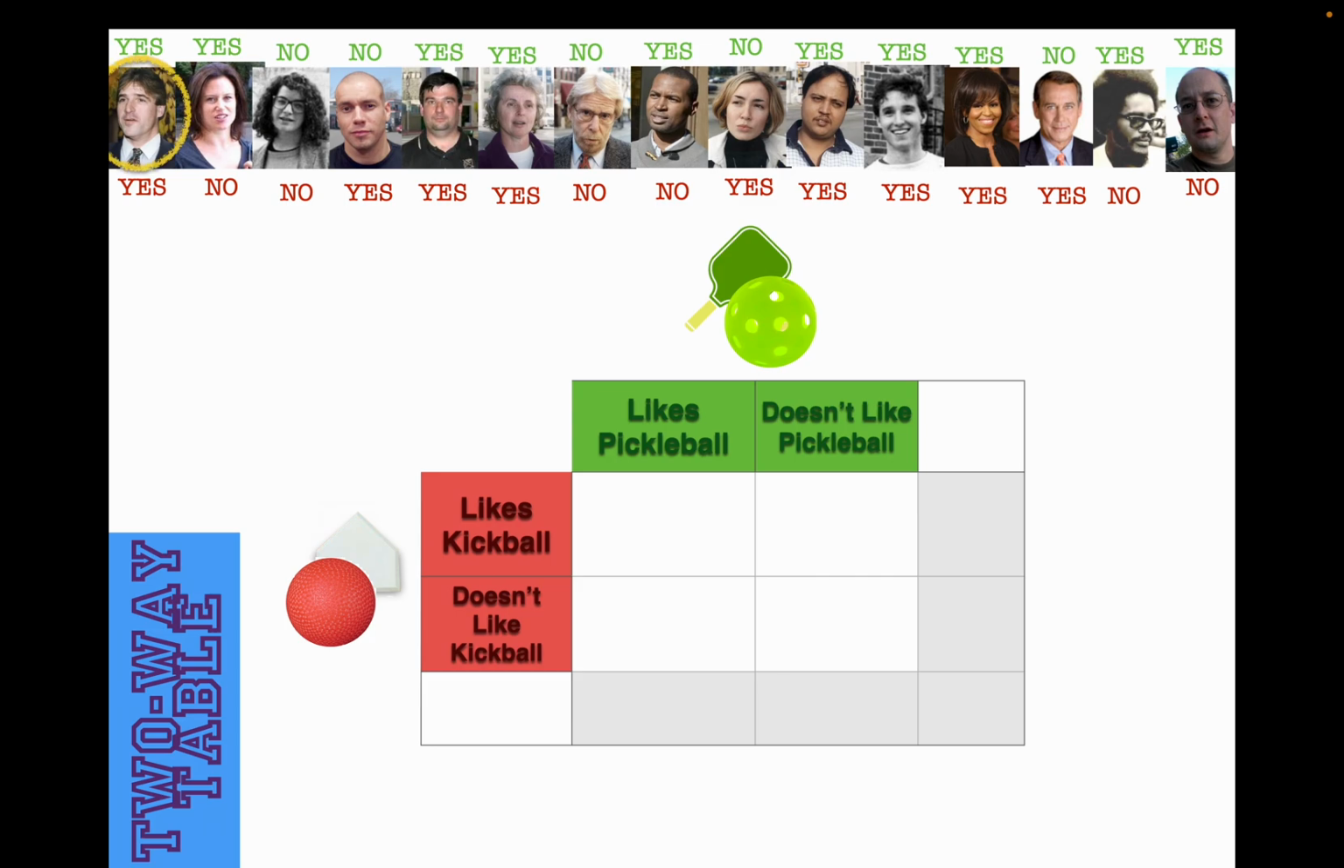So this guy who likes pickleball and likes kickball, I'm going to put a little tally mark right here because there's one person who likes both. Check. Then I'm going to make another tally mark for this person because she likes pickleball but does not like kickball. And I'm going to keep making tally marks for each person. And if you need to slow down this video, pause this video to see why I'm putting the tally marks in which spot. You can do that.